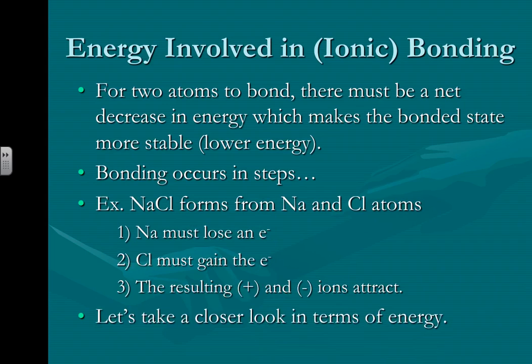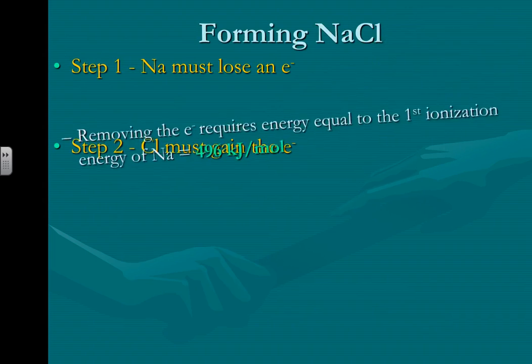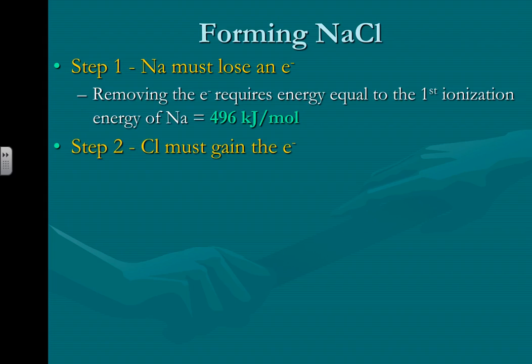So what we're going to do is now look a little closer at each of these steps and the energy that transpires. So we already said we have a couple of first steps here. We've got to make some ions. In step 1, sodium must lose an electron. What we have to do in order to remove the electron from sodium requires energy to be put in. That energy is going to be equal to the first ionization energy of sodium. If you look at a table to look it up, you would see that's 496 kilojoules per mole. So that's energy we have to put into the system.